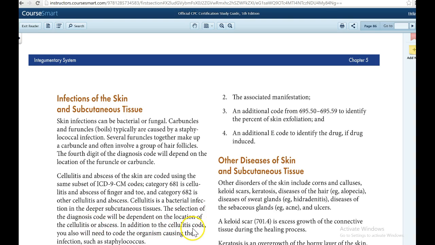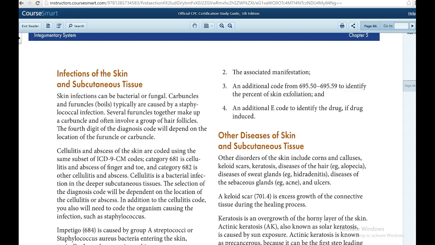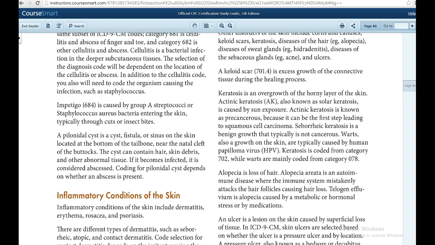In addition to the cellulitis code, you will also need to code the organism causing the infection, such as if you have a staphylococcus. Okay, that is if known, you all. Sometimes it will be listed and sometimes it won't.